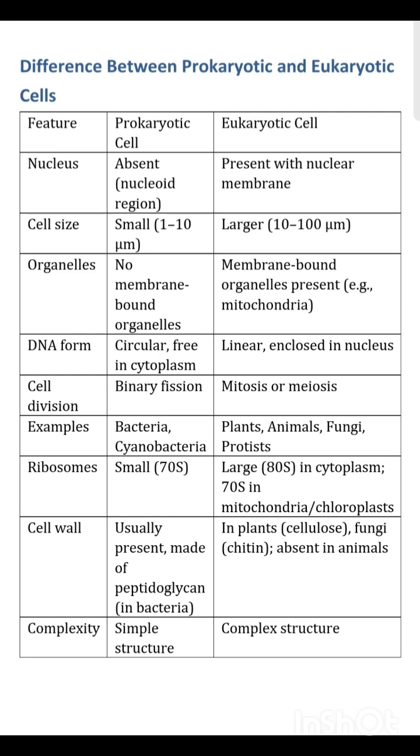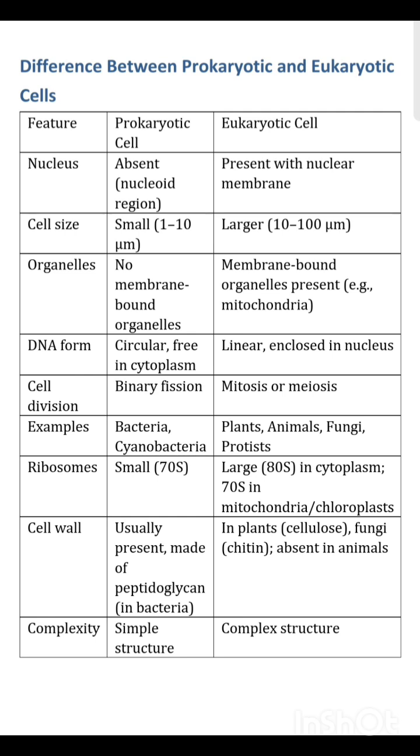So talking about the different features, the first one that we have over here is nucleus. In prokaryotic cell, nucleus is absent. There is no true nucleus. The genetic material, that is DNA, is located in a region called the nucleoid, which is not surrounded by a membrane. Whereas in case of eukaryotic cells, nucleus is present with a nuclear membrane. The genetic material, that is DNA, is enclosed inside a nucleus that has a nuclear membrane which protects as well as separates the DNA from the rest of the cell.